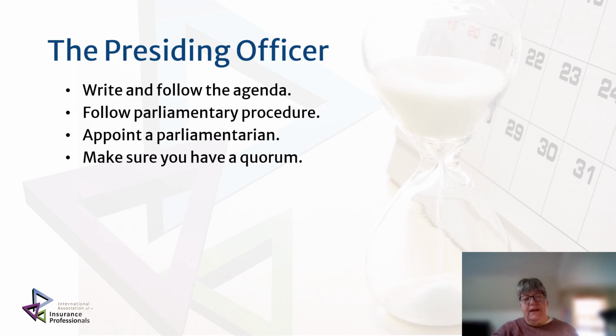One of their responsibilities in following parliamentary procedure is to write and follow the agenda. They are responsible for making sure that they follow parliamentary procedure, and if they don't feel comfortable in that, they should appoint a parliamentarian to assist them. And another key thing that they need to do is to make sure that a quorum is present. A quorum is the minimum number of members who must be present in order to make binding decisions. And the information on what the quorum is for your group will be found in your bylaws.